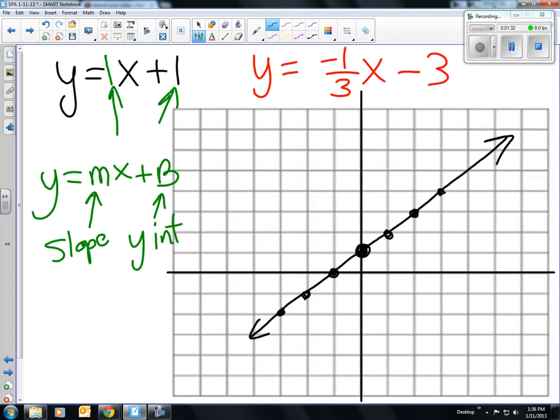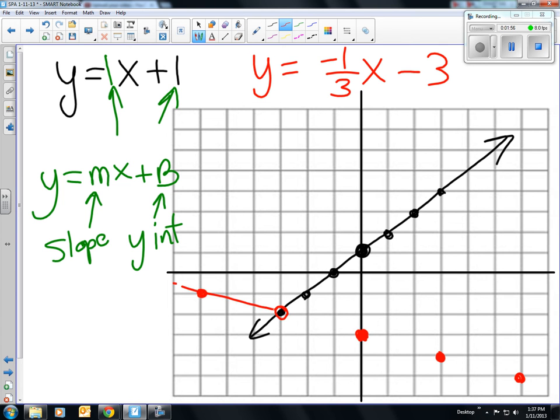And then with the red line, our starting point is going to be -3. So we're going to start here at the -3 on the y-axis. That's the y-intercept. And then we have a slope of -1/3. So we're going to go down 1, right 3. Down 1, right 3. Or up 1, left 3. Which puts us right there at that point. And then so on and so forth.